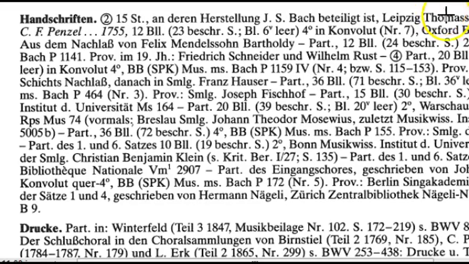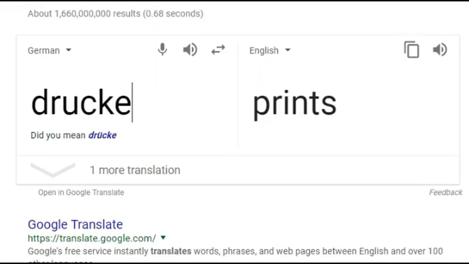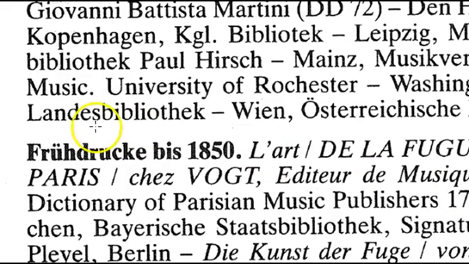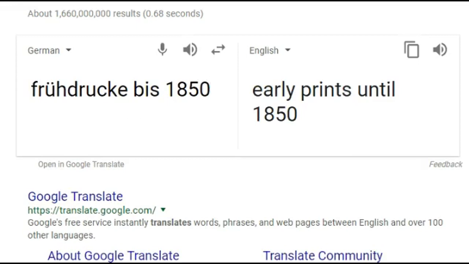Next is a section on printed editions, called Drucke in German. Sometimes this is broken down into subsections. Originaldruck means original print, or first edition. Frühdruck bis 1850 means early prints up to 1850.